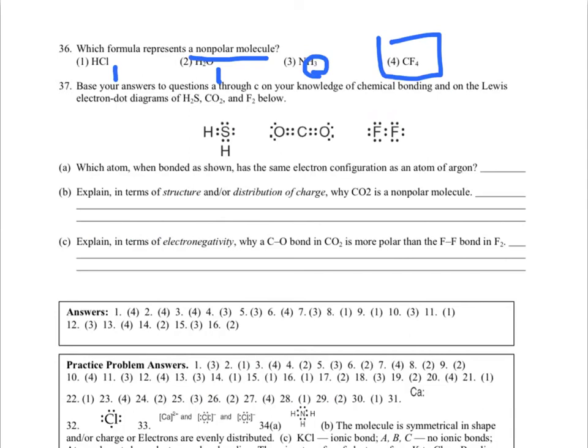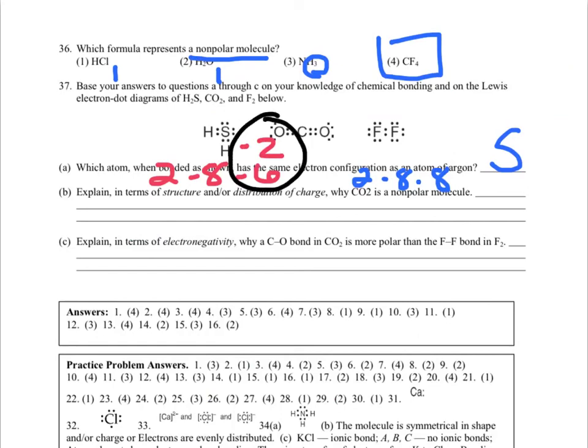Question number 37 asks, which atom, when bonded as shown, has the same electron configuration as argon? Well, referring to our reference table, argon, element number 18, has electron configuration of 2, 8, 8. So the atom that would have an electron configuration of 2, 8, 8 would be sulfur. And that is because sulfur's electron configuration is 2, 8, 6, but it carries a charge of -2. If we sum these together, it will have an electron configuration of 2, 8, 8.